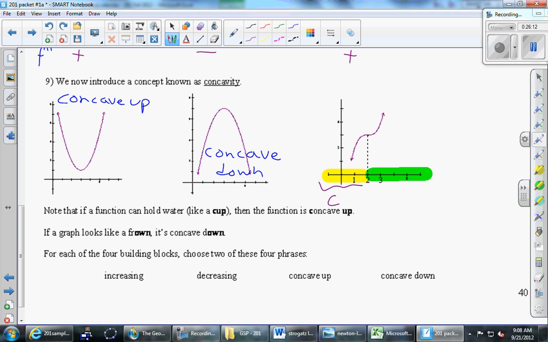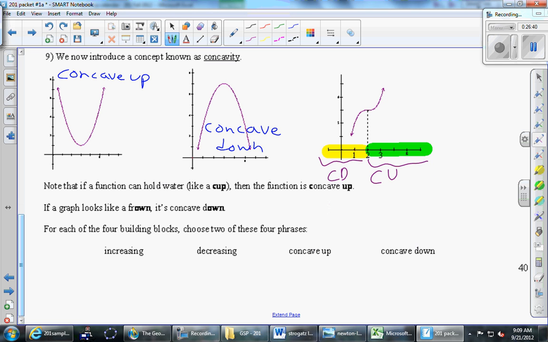It is concave down. That looks like the start of a frown, and it just doesn't continue. But it's the beginning of a frown, so it's concave down. And then the second piece is therefore concave up, because if that graph continued on its trajectory, it would have been looking like a cup. Any questions on that? Okay.